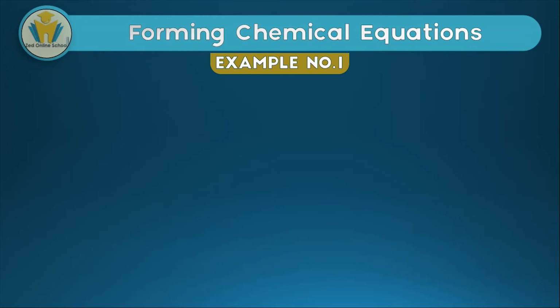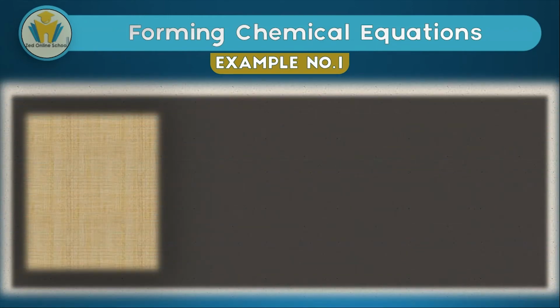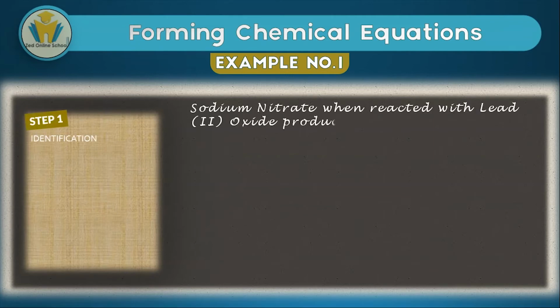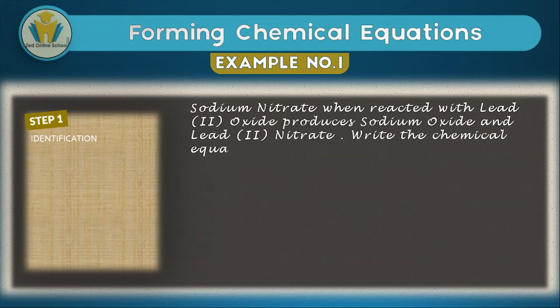Let's look at 2 examples to know how we can form chemical equations. In this example, we've been told sodium nitrate when reacted with lead 2 oxide produces sodium oxide and lead 2 nitrate. As we may know, we are trying to write the chemical equation for this reaction. Our first thing is finding the reactants and the products.